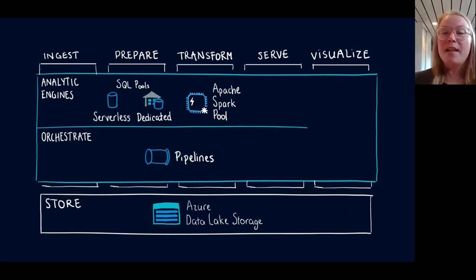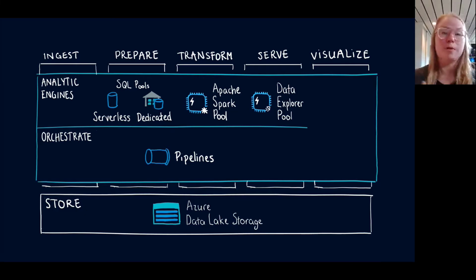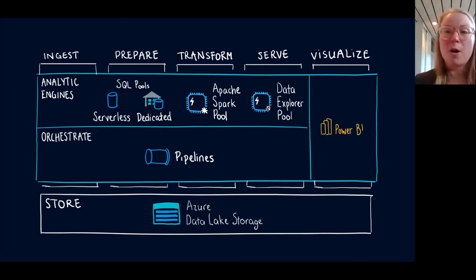And then we have a fourth pool that has come in quite recently, and that is the Data Explorer pools. These pretty much enable you to run KQL queries, the Kusto language, which you might be familiar with, for example, from Log Analytics in Azure. And again, it brings more capabilities and features that you're able to use within Synapse. And then for the visualization portion, you could, for example, integrate with Power BI from Synapse Analytics itself. So that gives us a very good overview of the different components.